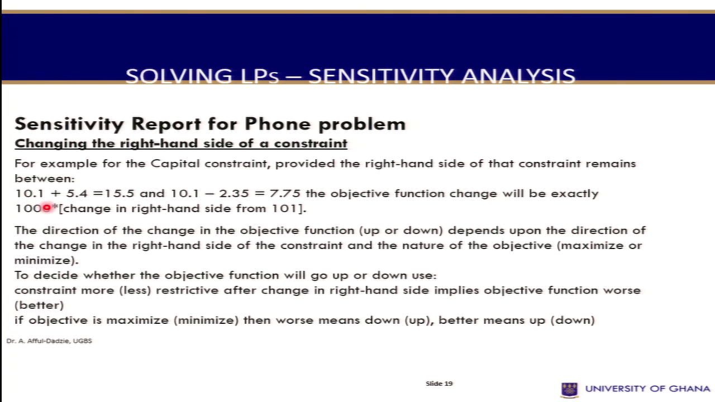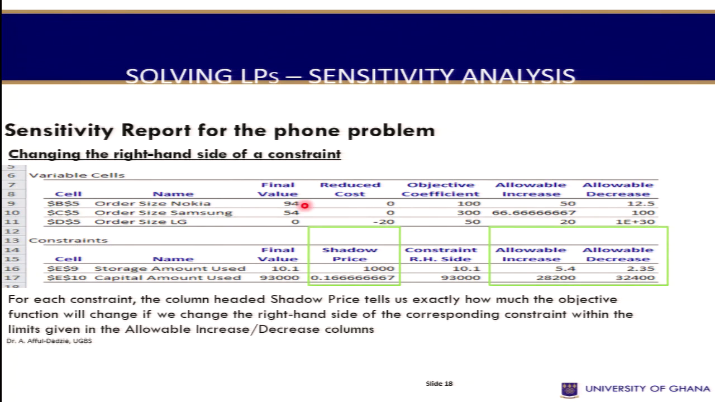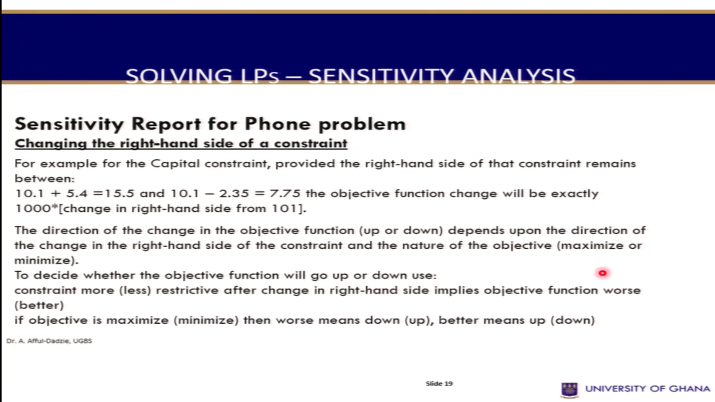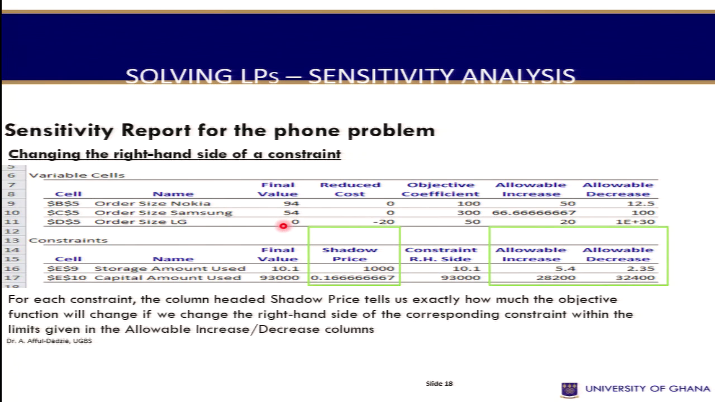So all that we are saying is that, provided that the right-hand side of the constraints remains between 10.1 plus 5.4, that is 15.5, and then 7.75, referring to the allowable increase and the allowable decrease, the objective function will change by exactly 1,000 times the change in the right-hand side from 10.1. So it means that if I reduce this space by 1 square meter, our profit would also reduce by 1,000, just as it would increase if we had increased the space.